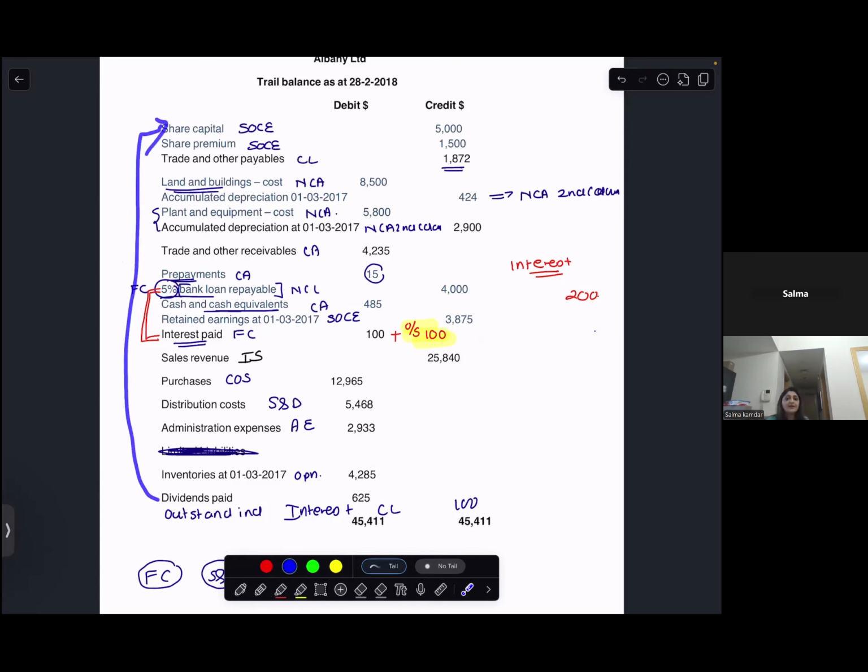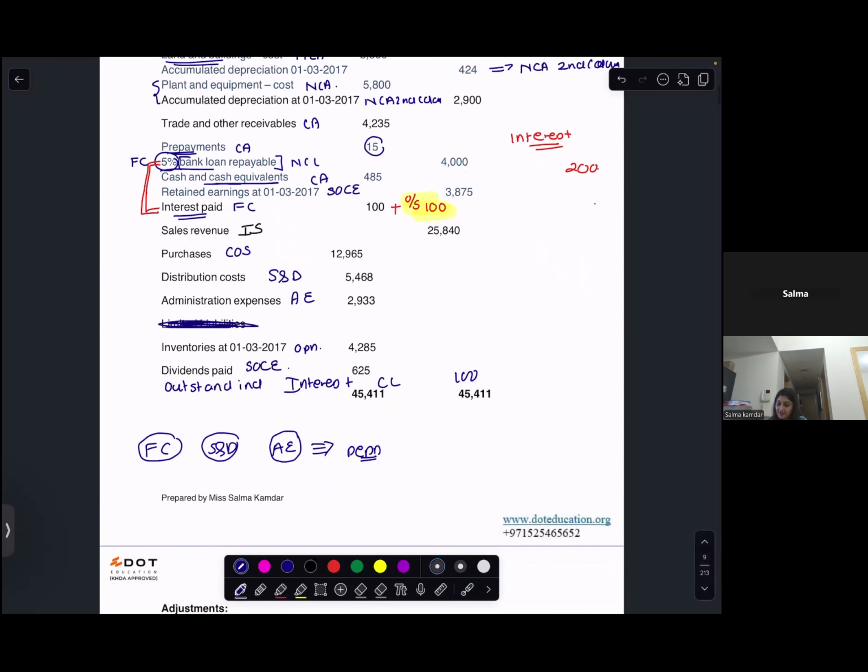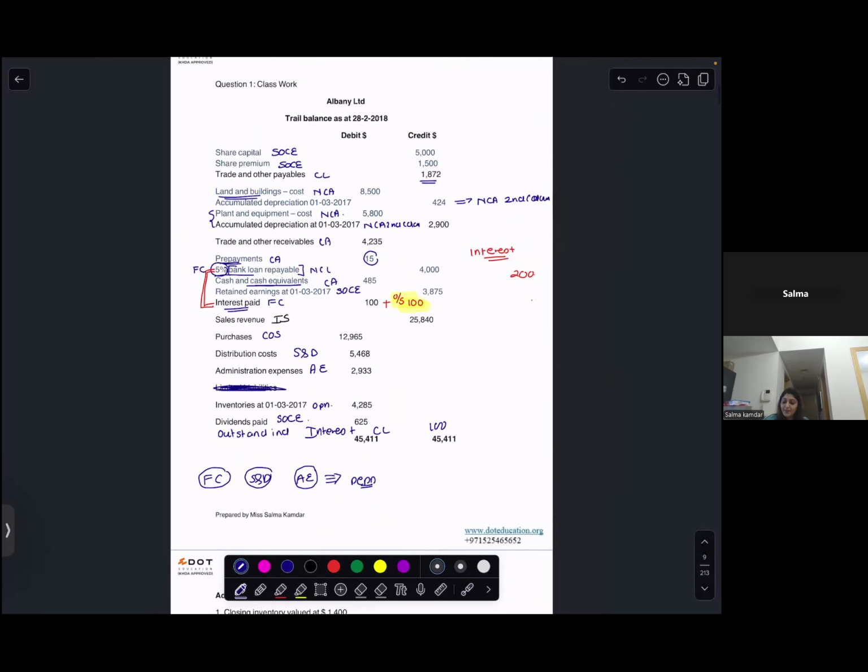I will check over here whether it is preference shares or ordinary shares. So when I am checking over here, I only see share capital. If nothing is mentioned, it will always be ordinary share capital. I hope you are with me. So this dividend paid would be going in your SOCE. This is done. My markings are done. That is only related to the trial balance, and those were the adjustments related to the trial balance. I hope you are with me.